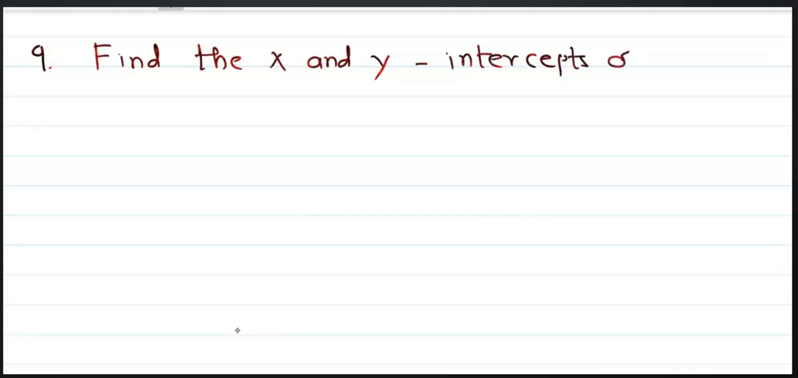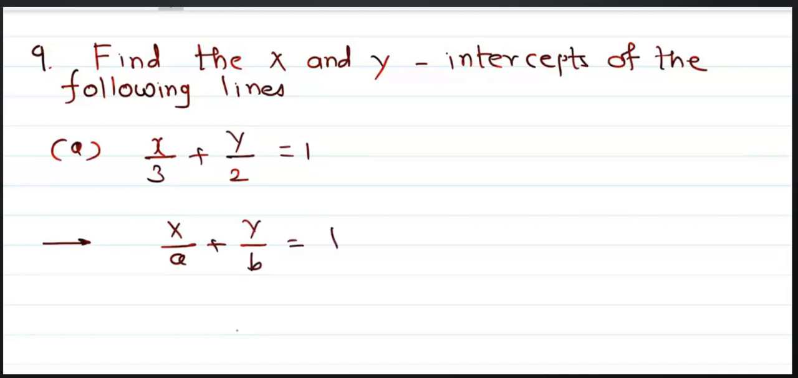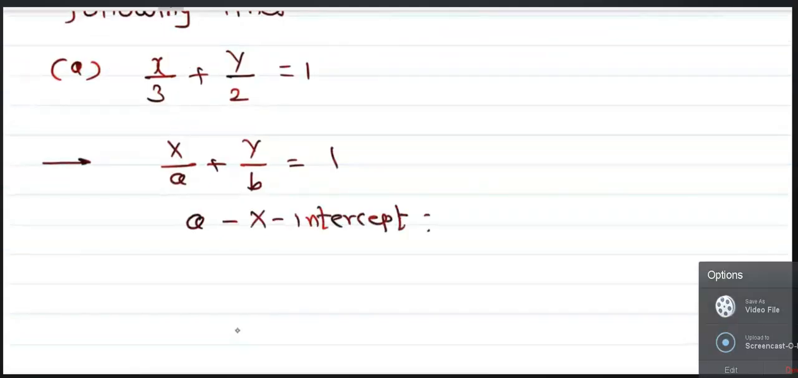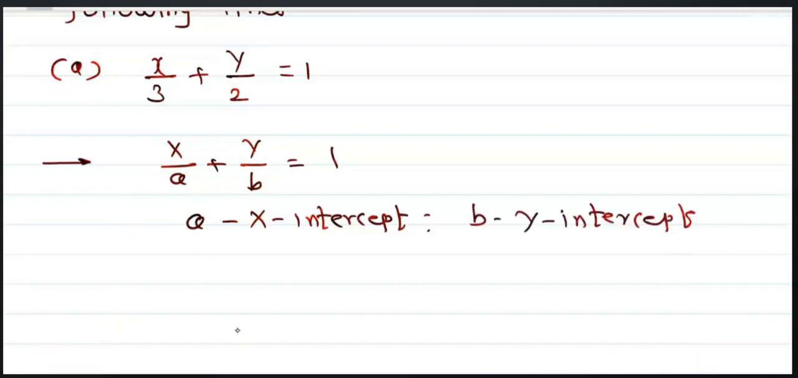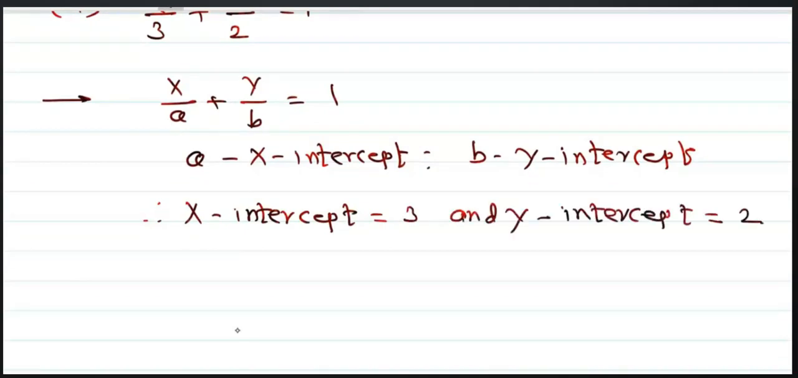Find the x and y intercept of the following lines. x upon 3 plus y upon 2 is equal to 1. Now this is the form x upon a plus y upon b is equal to 1. a is called the x-intercept and b is called the y-intercept. Therefore, the x-intercept is 3 and the y-intercept is 2.